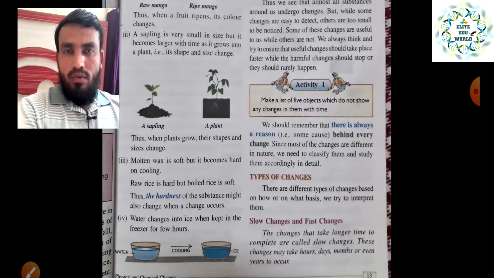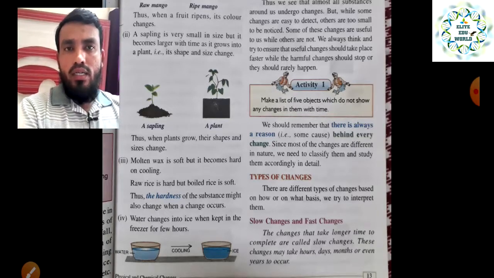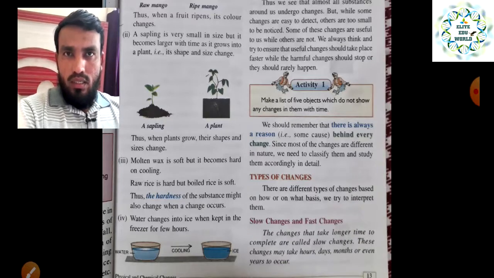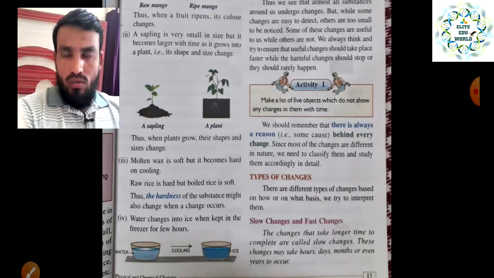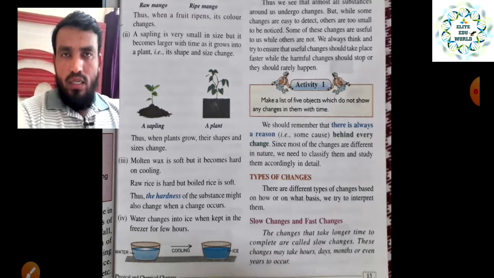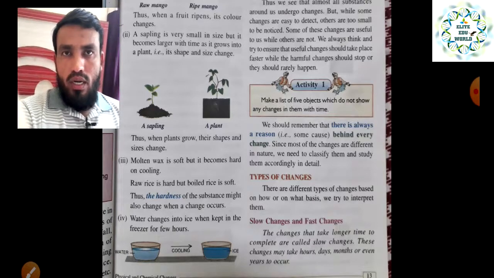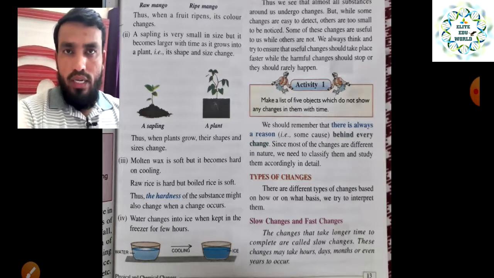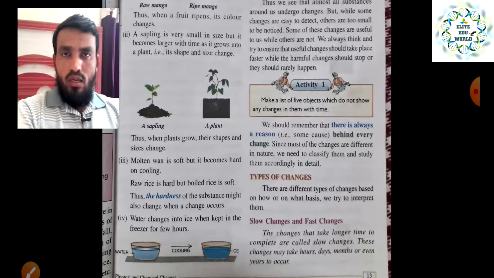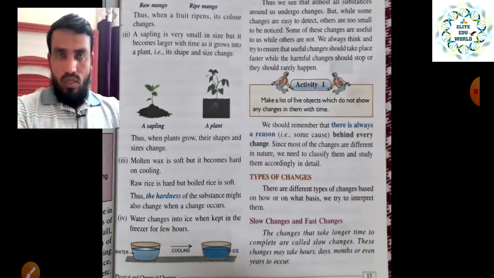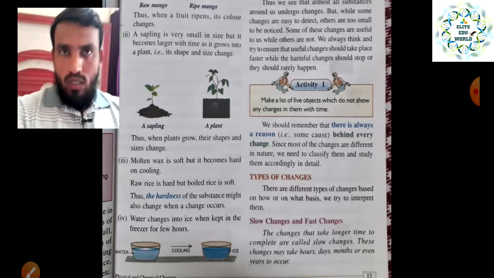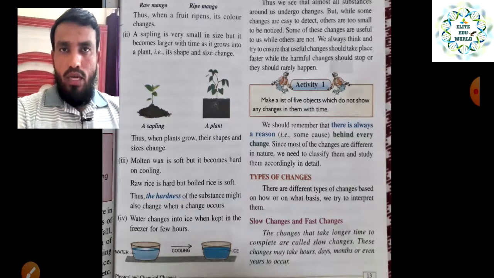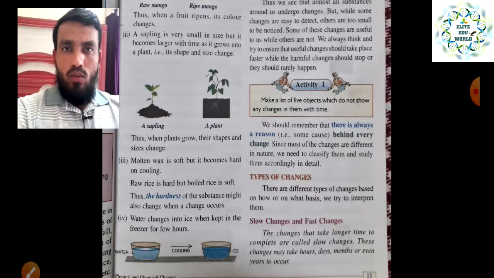And the third example we can take: the molten wax is soft, but it becomes harder on cooling. When you just melt the wax, it is very soft. It can take the shape of any container you put it in. But when it becomes cold, it becomes very hard. It does not look as smooth as before. So this is also one of the changes, from molten wax to normal wax.